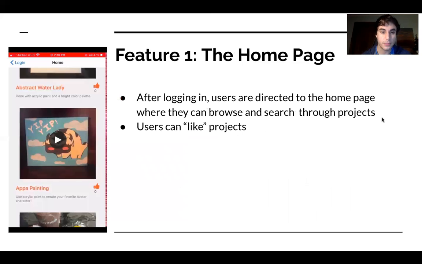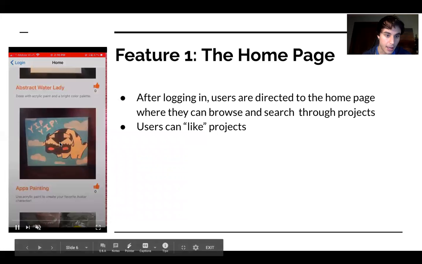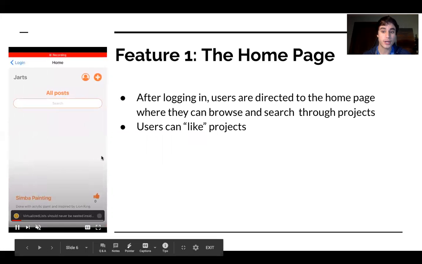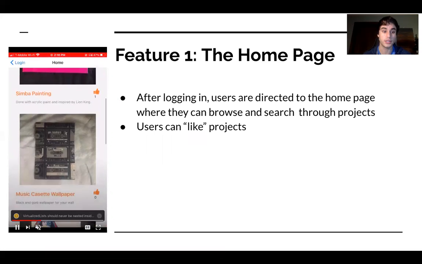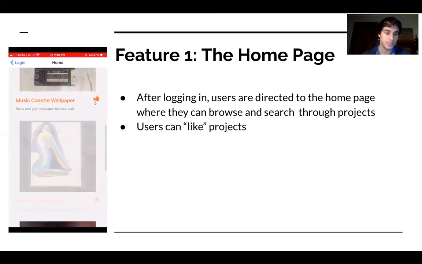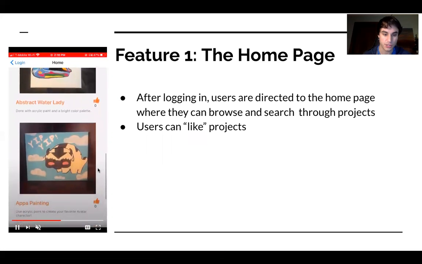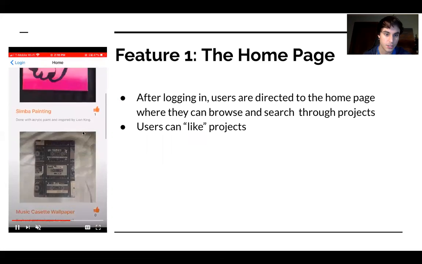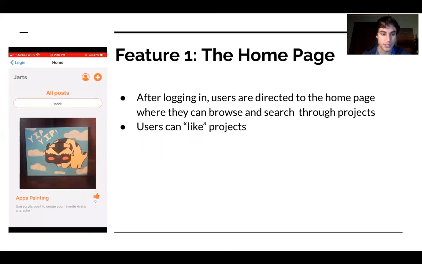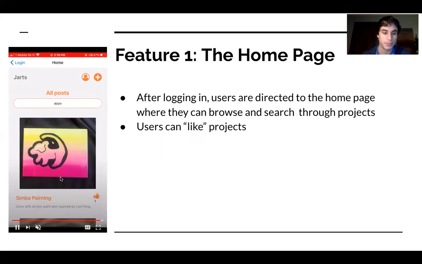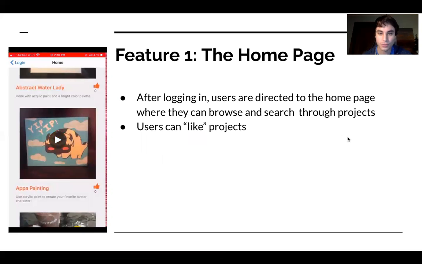All right, so now I'm going to go into our demo of Jarts. The first main feature that we wanted to show is the homepage. After logging in, users are directed to this homepage where they can browse and search through projects, and you can also like projects. Each project has an image, a title, and a description. I'm going through projects that are already pre-uploaded, and now I'm going to search for a project through the search feature, just a keyword search, and found an Appa painting. Cool.